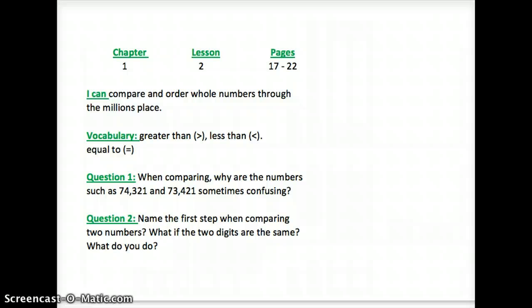Now let's look back at our questions and think back to the video or go back to those pages in your textbook. Think about question 1: why are these numbers confusing sometimes? And then think about question 2: what is our first step when we compare two numbers like that? And what if those two digits are the same, those first ones we looked at? We had a few like that, so go back in the video and look at those if you need to.